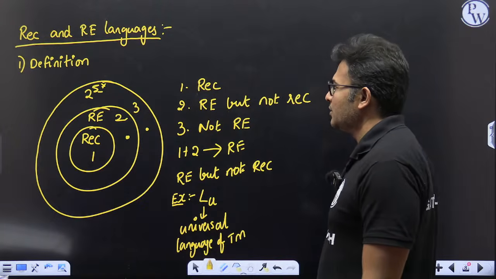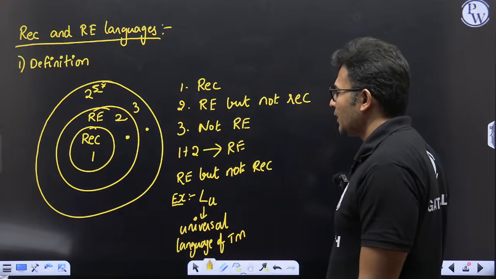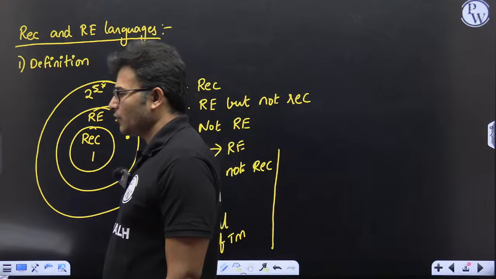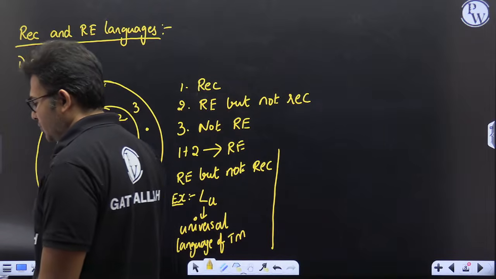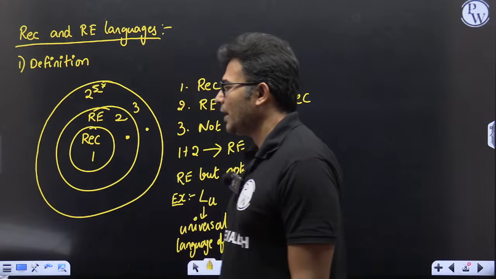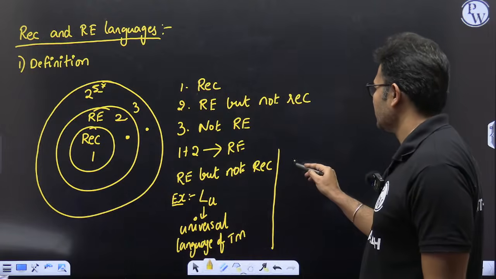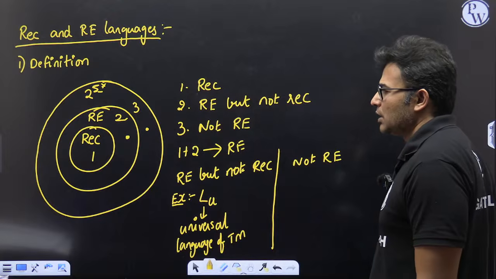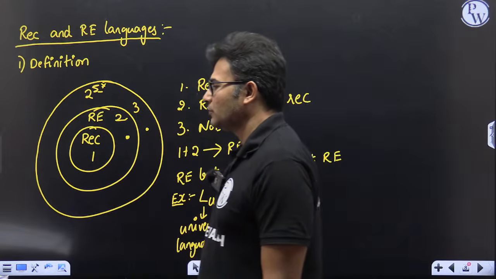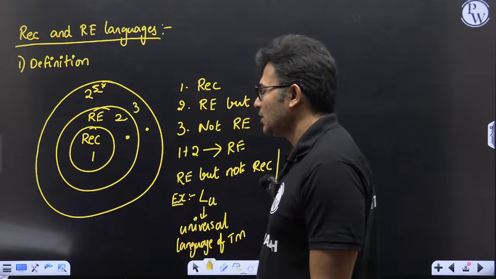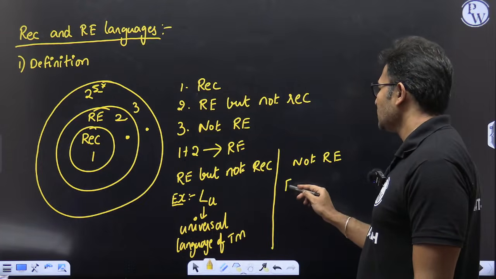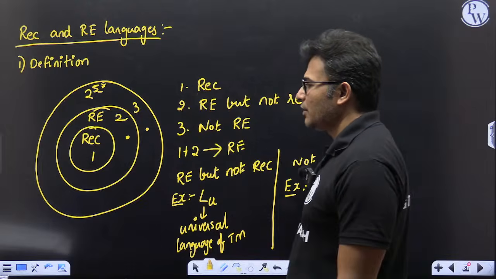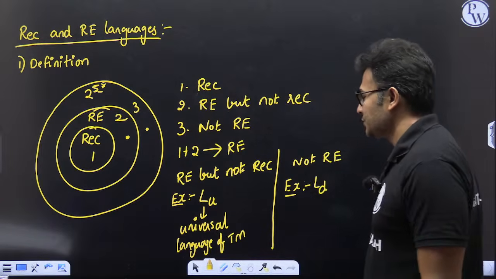And then one language that is not recursive is also given, that is not recursively enumerable, which means in 3, one language in 3 is also given. This is called LD. LD means Diagonalization Language of Turing Machines.